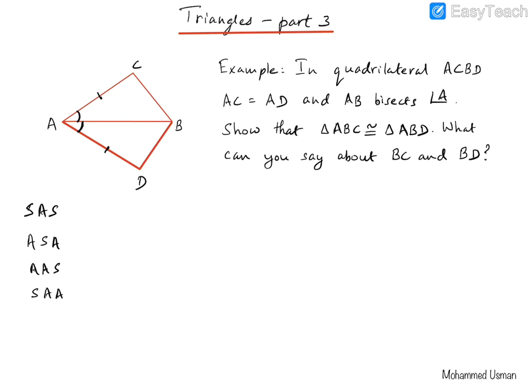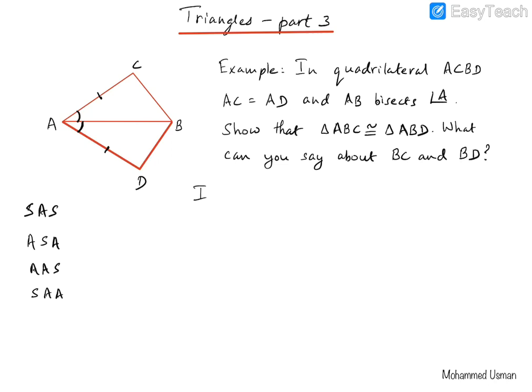Now we are asked to show that the triangles ABC, the triangle on the upper part, that is the upper triangle, and the lower triangle, which is triangle ABD, these two are congruent. And we are also asked about BC and BD, that is these line segments BC and BD. What can you say about them? Okay, let us look at those two triangles ABC and ABD and see whether they are congruent or not.